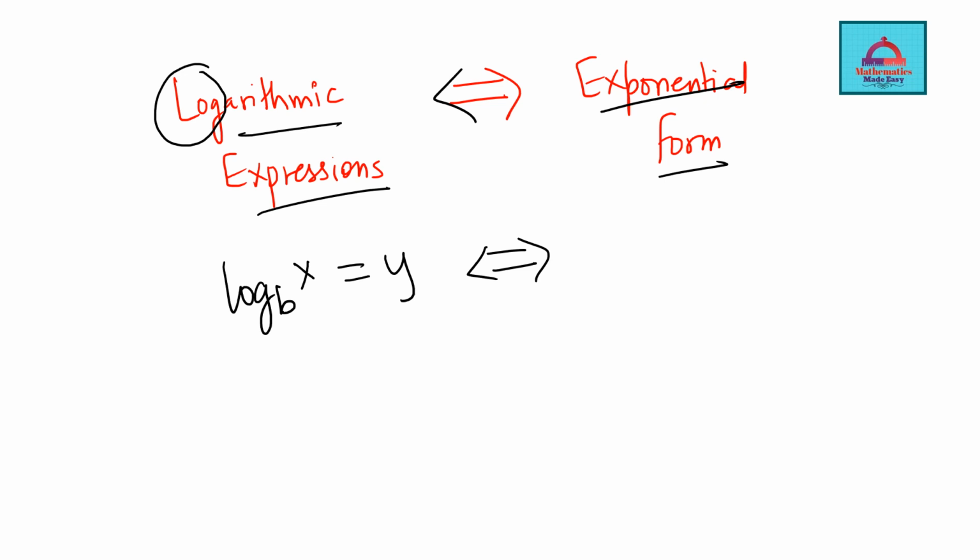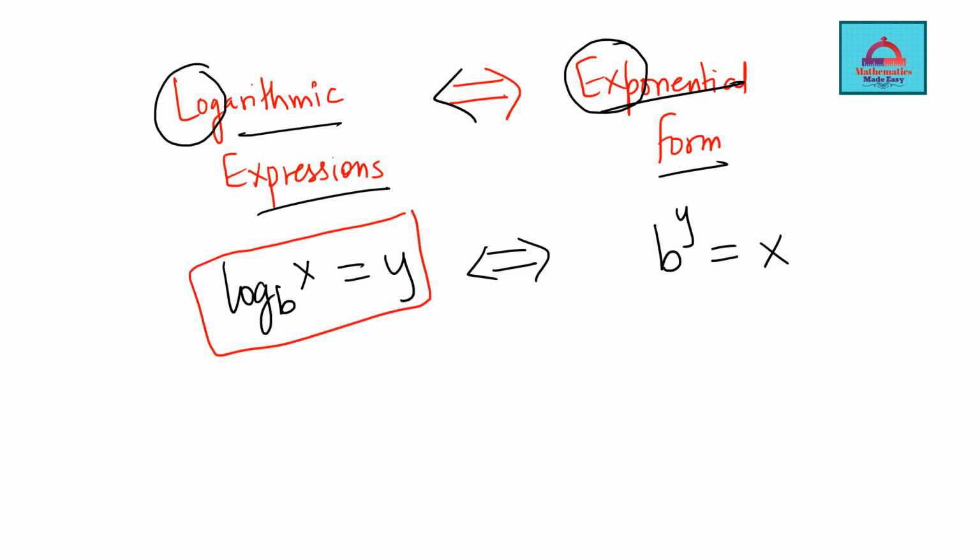So exponential form, exp, just remember this, means it will have a base. So the base here is b and it will be raised to a power or an exponent. And this value is going to be equal to x. So this is going to be our key concept that we will use. This is the logarithmic expression, this is the exponential form, and we are going to do this conversion by using this key concept. So now we are ready to solve the questions.